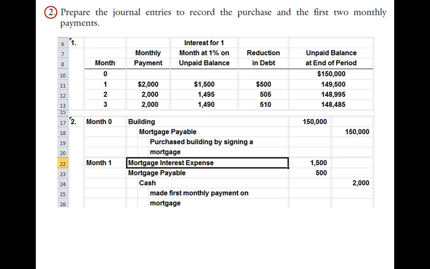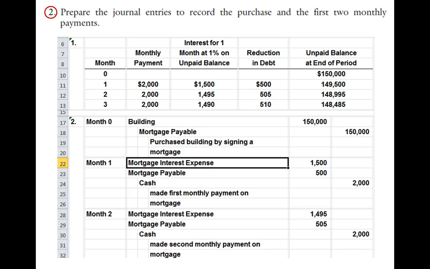Then for month 1, we're going to record interest expense and then the actual payment. So we're crediting cash for the $2,000, the actual amount that we're paying to the bank, but then we're going to debit our mortgage payable account for the amount of the reduction in debt, the $500, and then debit our mortgage interest expense for the $1,500 that we calculated for month 1.